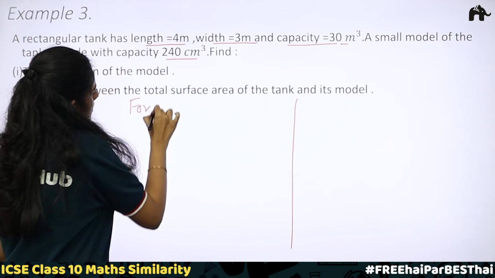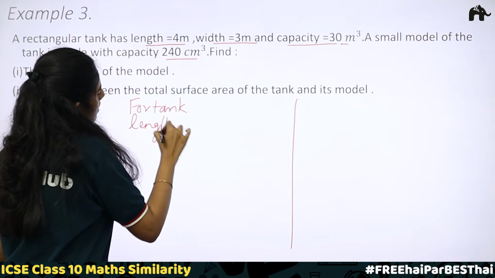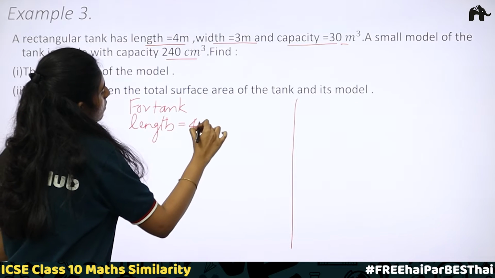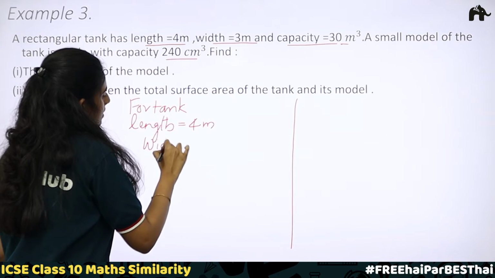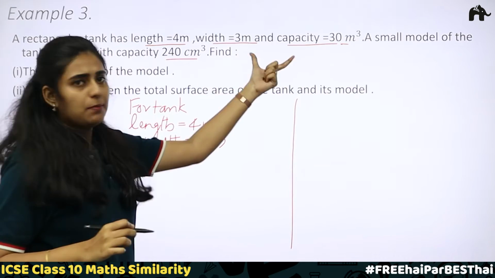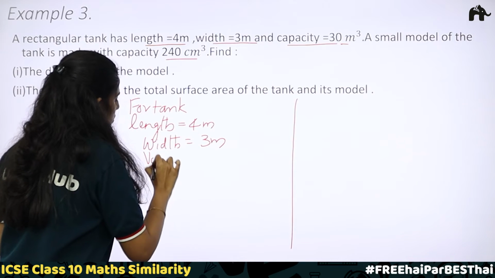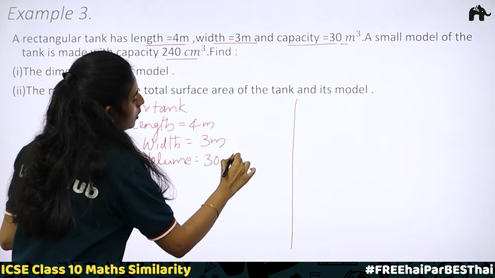For tank, length is equal to 4 meter. This is the original tank. Then, width is given. Width is equal to 3 meter. Capacity. Capacity is the volume. Volume is equal to 30 meter cube.